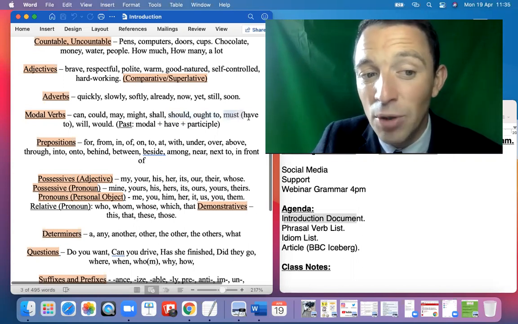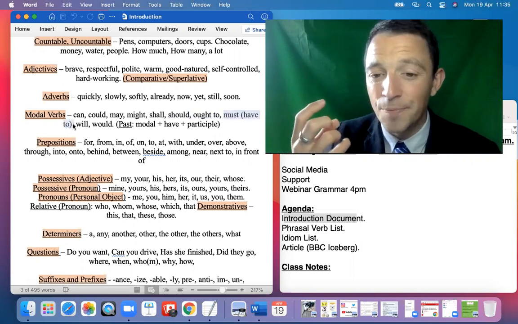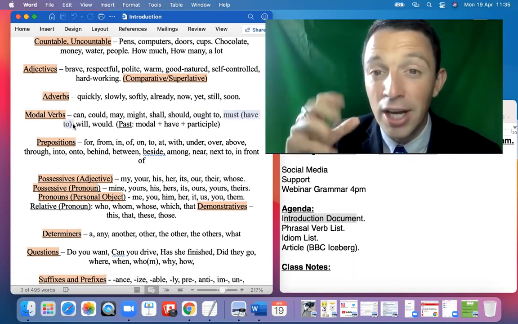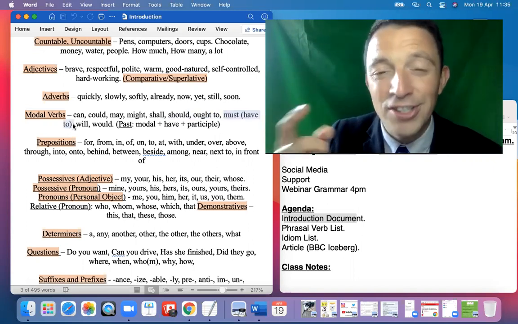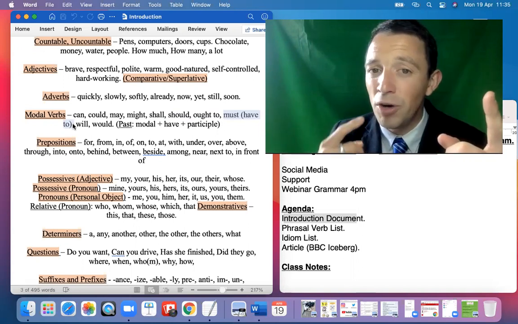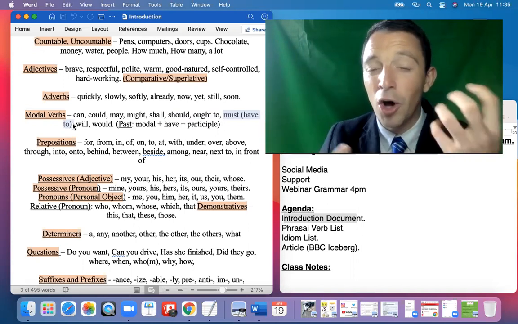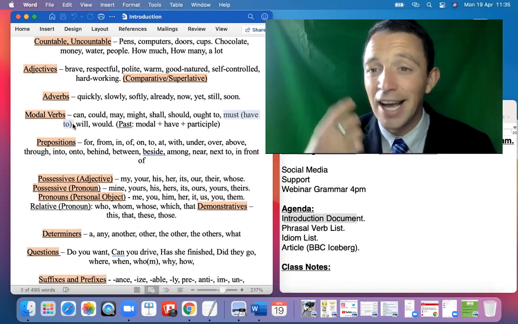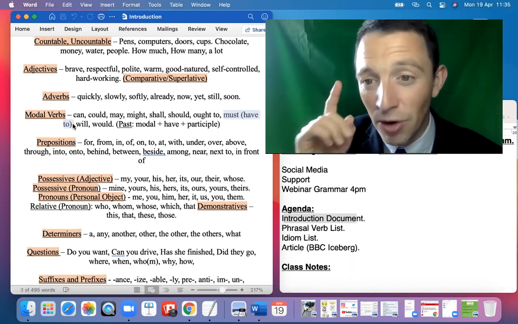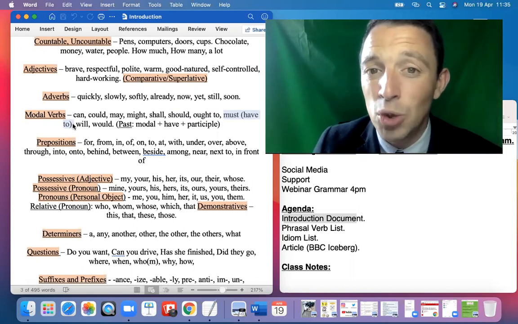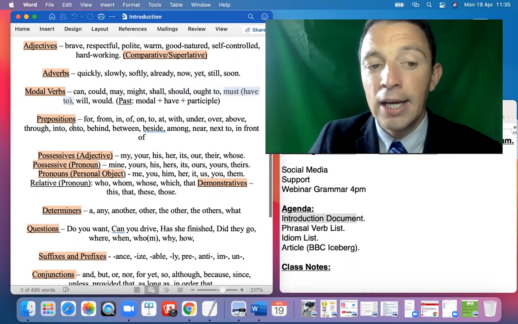Must and have to are obligations. You have no choice. You must collect the children. You must drink more water. There's a difference. You ought to drink more water and you must drink more water. Ought to is the recommendation or advice and must is an obligation. So there is a big difference between the two, okay?